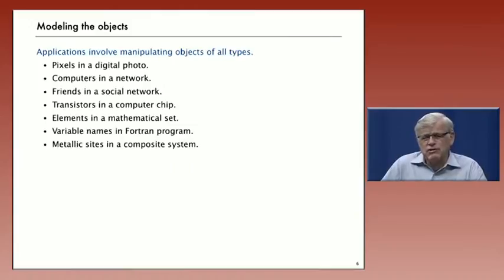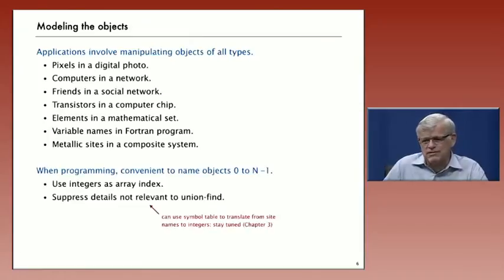Now, applications of these algorithms involve objects of all types. These are used for digital photos where the objects are pixels. They're used for networks where the objects are computers. Social networks where it's people, or computer chips where it's circuit elements, or abstract things like variable names in a program, or elements in a mathematical set, or physical things like metallic sites in a composite system. So all different types of objects.